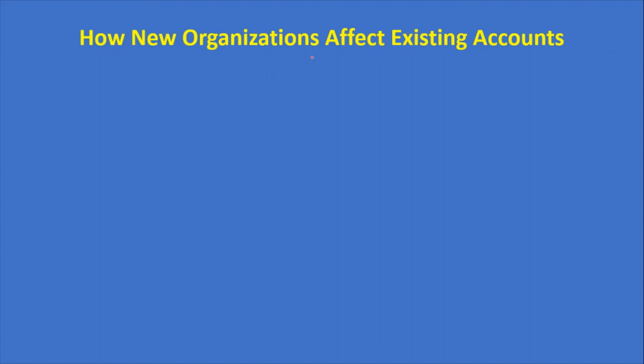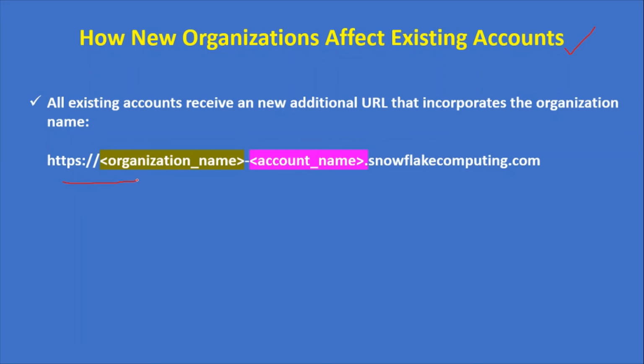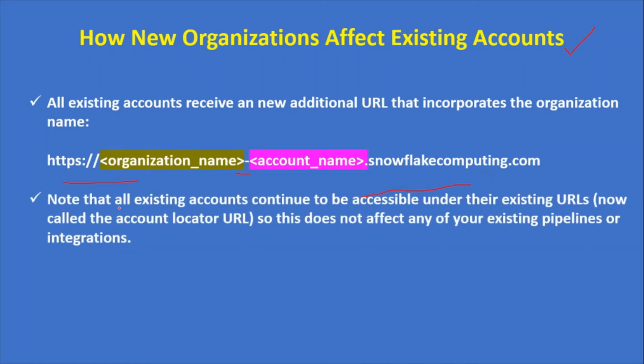How new organizations affect existing accounts. For example, today you are using an account with an existing URL. What is the impact of the new organization feature? All existing accounts receive a new additional URL that incorporates the organization name, like this: https://organization_name-account_name.snowflakecomputing.com. Note that all existing accounts continue to be accessible under the existing URL. So whatever URL you have today will work in future also. There is no problem.